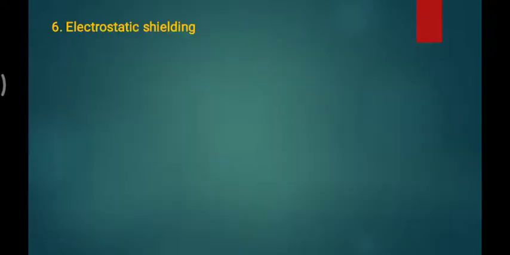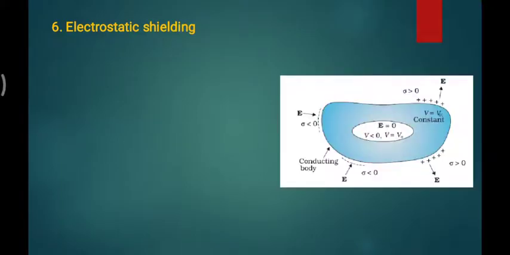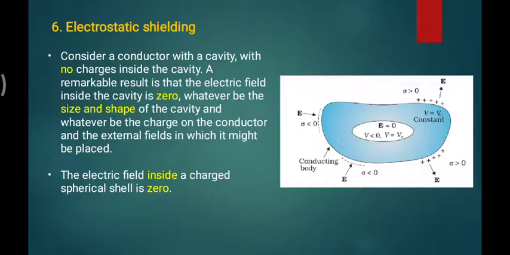Electrostatic shielding. What is called electrostatic shielding? Let's start. You can see one surface, but inside the surface there is a part called a cavity. A cavity means a hole, and there is no charge inside the hole. Inside the surface we have one hole, which is named a cavity in physics. Consider a conductor with a cavity, that is, a conductor with a hole in it, with no charge inside the cavity.